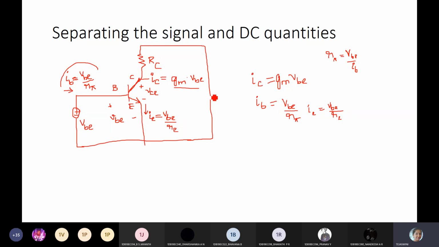Here, don't write VCC, VCC is short circuited, and capital VBE is DC. We are not writing it here because capital VBE is a DC quantity. So the name itself indicates separating the signal and the DC quantities. We are worried about only the AC quantities, the small signal.